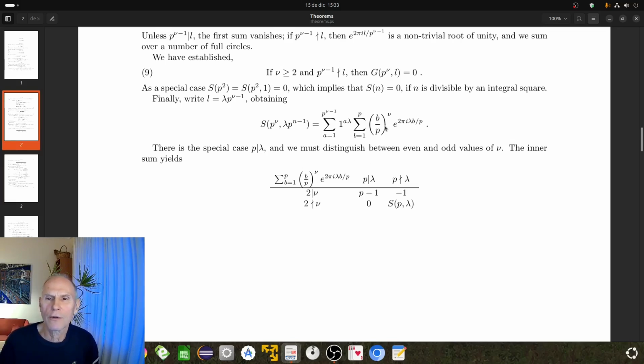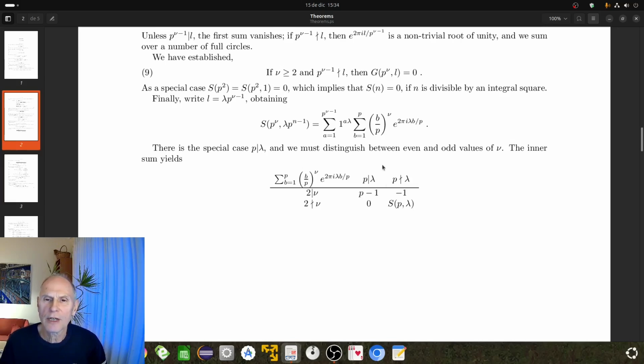And it turns out that if V is even, then this is unity. So if this is unity, then we get P minus 1. And if this is unity and this is not, then we get 0, because the sum of the values of the index gives naught.